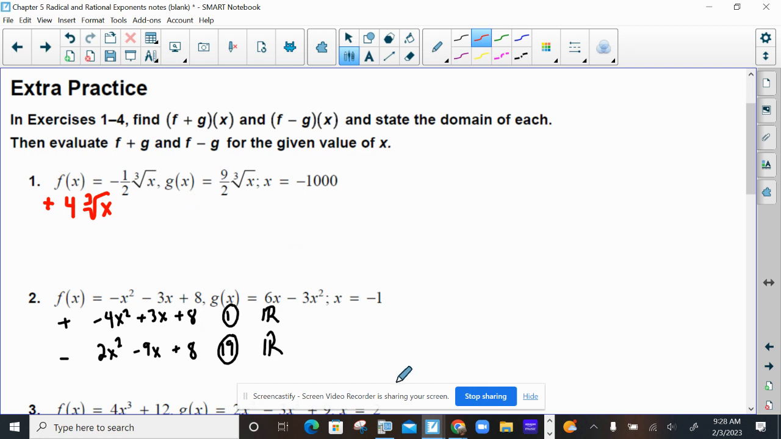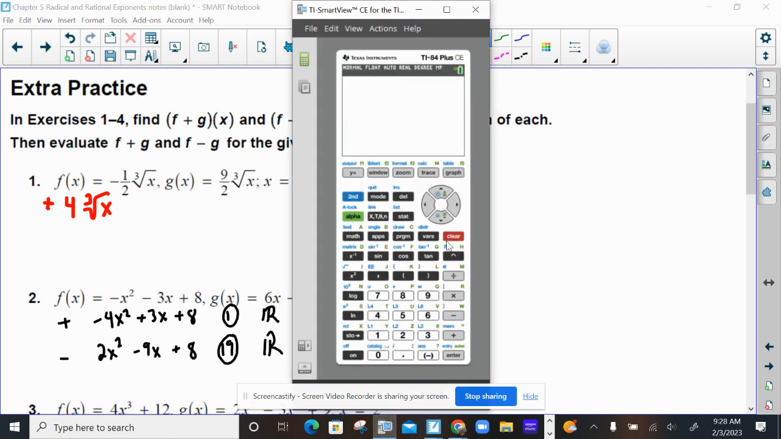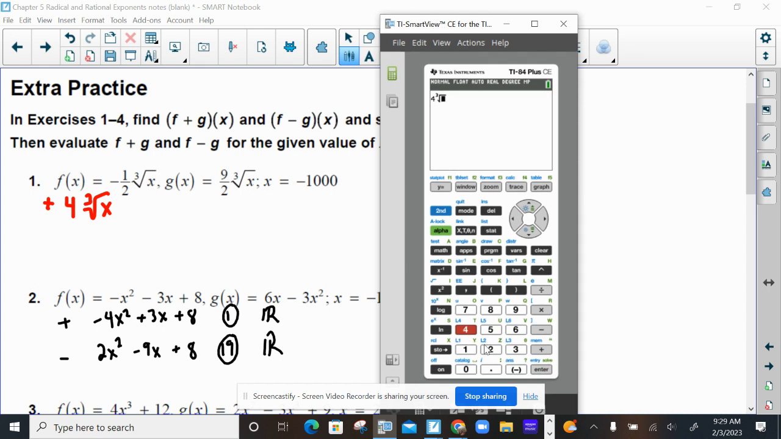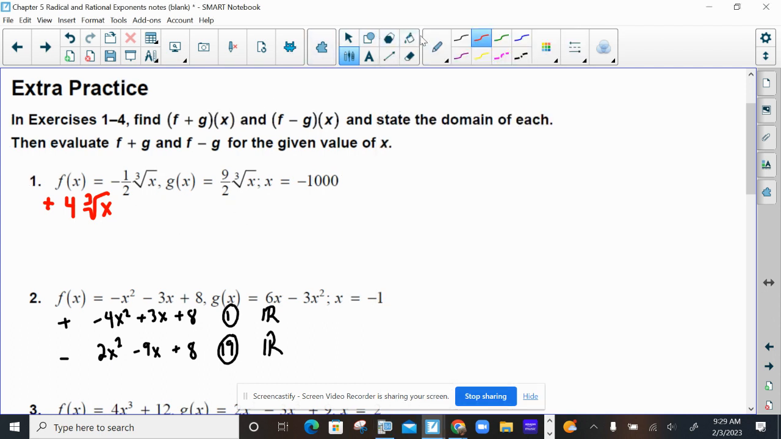If you take your calculator and you take 4, and then I'll hit the math key to pull up cube root. So 4 cube root, and I'm supposed to substitute in x, which is supposed to be negative 1,000. So once I substitute in, we'll let the calculator do its job, and it tells me negative 40. So there's the answer, negative 40. And I need you to realize the domain then is all reals. You can take the cube root of any number. Okay, so there's the answer for the sum.